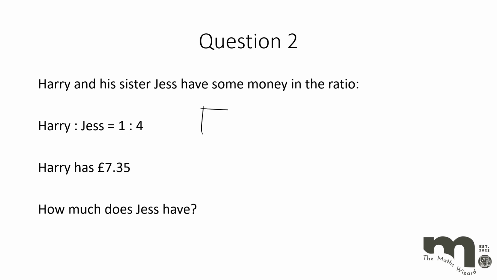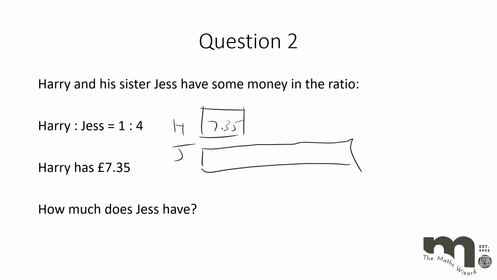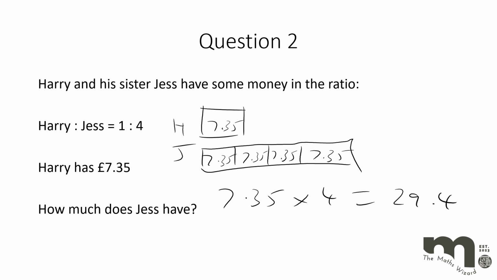Okay, so if we look at this with the bar modelling, so Harry's 1 part is worth £7.35. Jess has 4 parts, so she has £7.35 times by 4, which if you do £7.35 times 4, you will end up with £29.40.